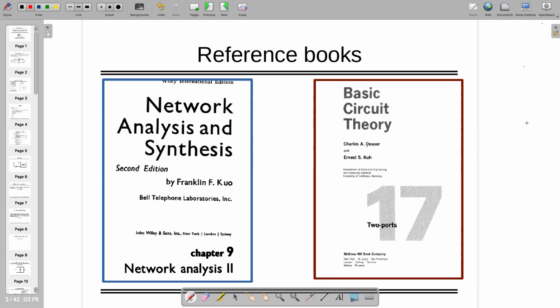Yeah, so as I told you, I'm using two books. One book is Franklin Kuo, and one book is Desoer and Kuh. So this time, whatever slides I am taking, it's copied from this book. Today's slides.